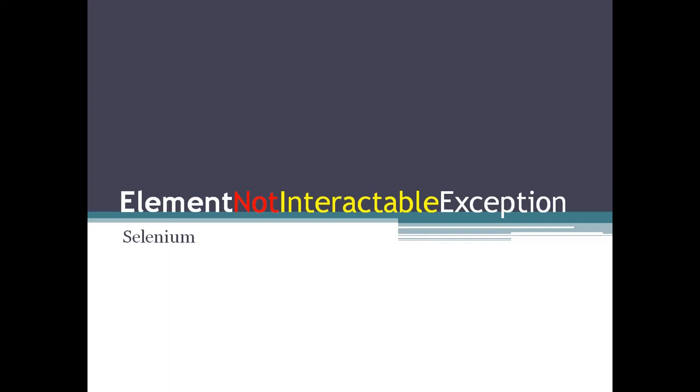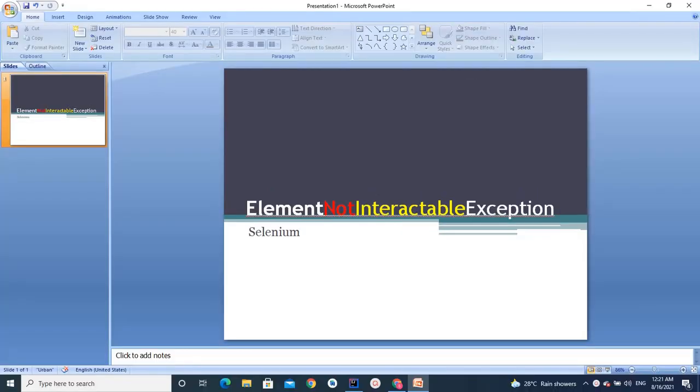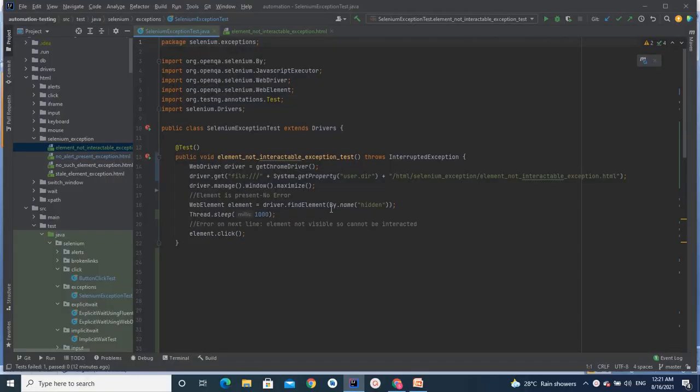In this session, we are going to discuss a very important exception that Selenium throws, known as element not interactable exception. Very simple. To understand this, we are going to create one HTML page that our Selenium script will open, and we are going to perform some activities on that particular page to see how this exception is thrown. So let's see the demo.